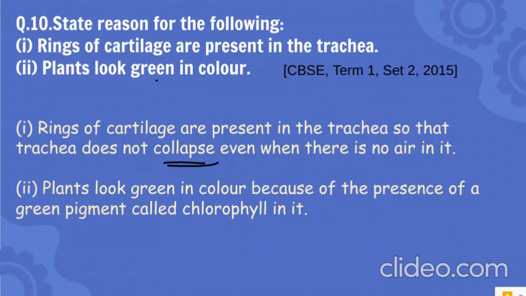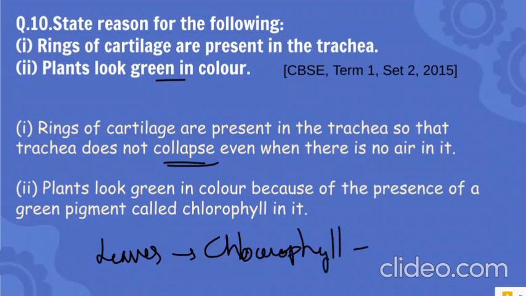And next one, plants look green in color. That is very easy. I've studied in lower classes, even a child can answer. Yeah, so plants look green in color. Why? Because the leaves, and sometimes the stem, have a pigment known as chlorophyll. Where is chlorophyll present? In the chloroplast, which is a plastid. Okay, chlorophyll present in the chloroplast is a green pigment, it absorbs sunlight, and that's why plants look green in color.